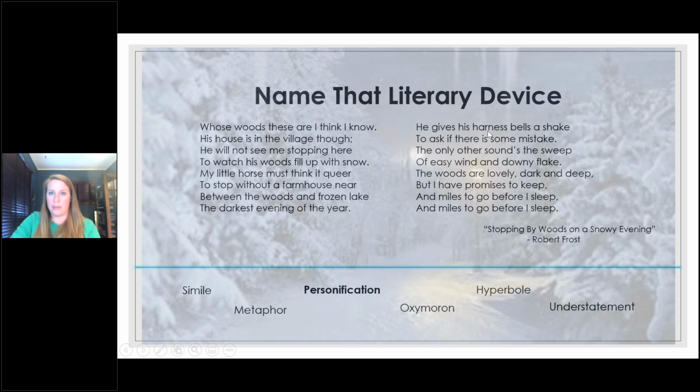And we also have this example here where it says, he gives his harness bells a shake to ask if there is some mistake. Certainly, horses are very capable of shaking their harness, and that might have bells on it and making noise. But to insinuate that the horse is shaking the bells to ask, hey, is there a problem here? Again, is maybe giving them a little bit too much credit. So again, it's personification because the horse is given these human traits, and more than likely, horses don't have these complex thoughts and motivations.